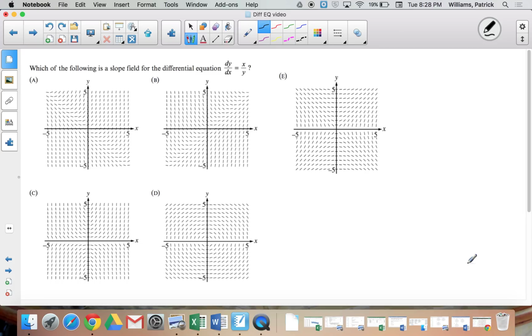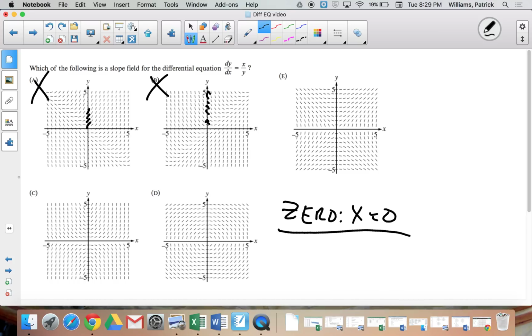So if we look at where the slope is 0, that's obviously going to happen when x is equal to 0. Anytime x is equal to 0, meaning we are along the y-axis, our slope is going to be 0. It's a little bit hard to tell from these, but if you zoom in, these slopes right here are actually positive and increasing, and these slopes are negative and increasing as we go up the y-axis. So immediately, A and B are out of the equation because the slope is not 0 whenever x is 0.